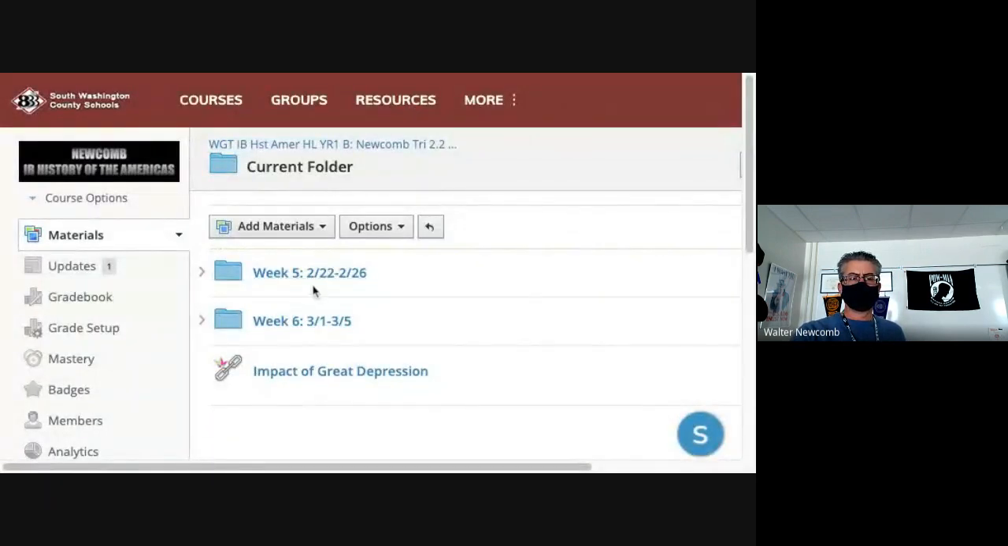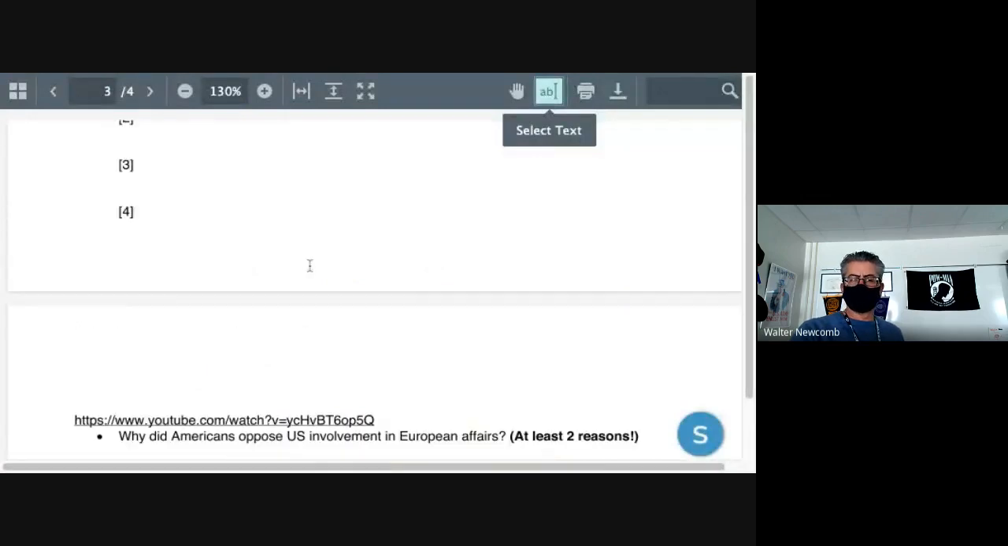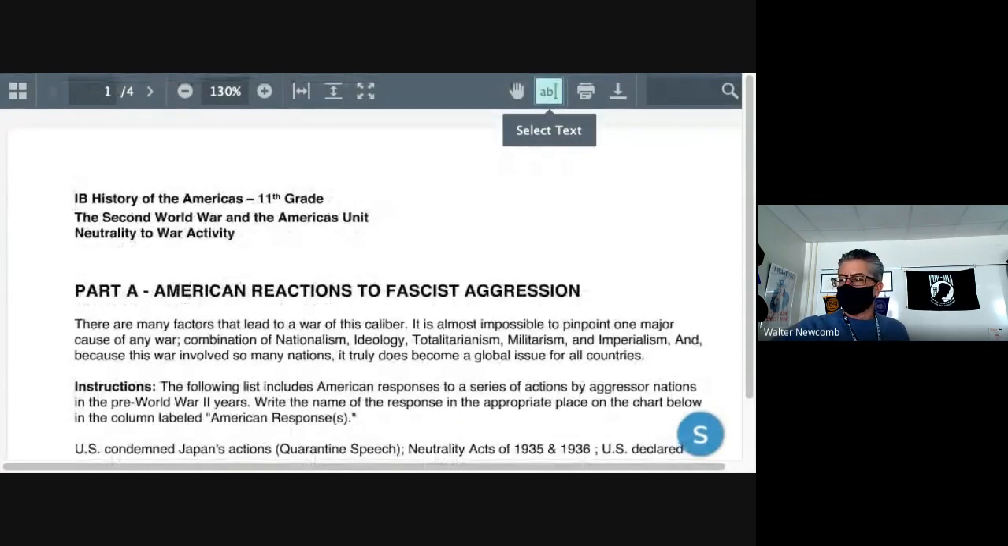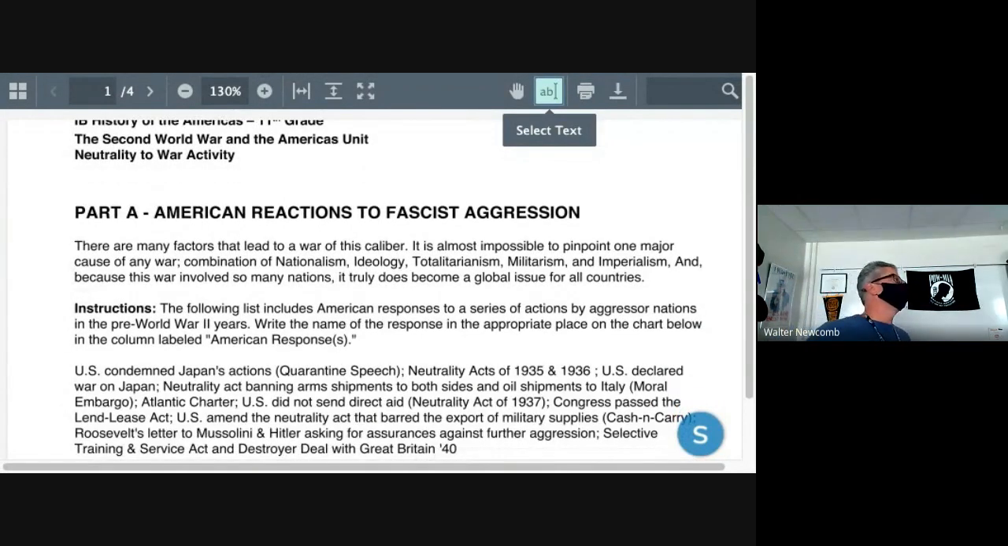All right, and if you go into there, we see the assignment, Neutrality to War activity. So we want to open that up, and it's going to look something like this. What we want to do here is we're really looking at American reactions to fascist aggressions. All right, and so the fascist powers in this conflict are going to be Germany, Italy, and also Japan.